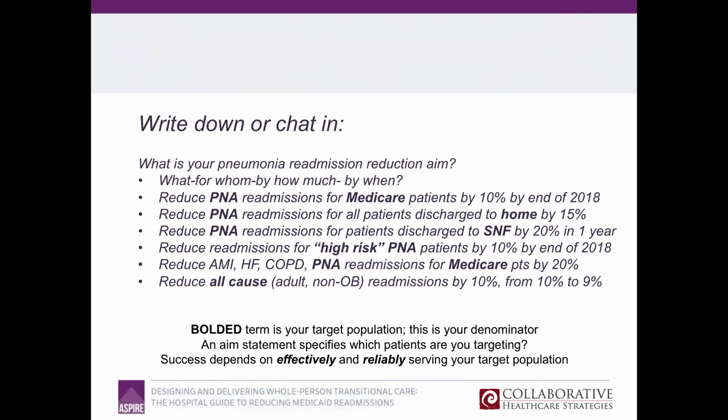Or perhaps you have a strategic organizational objective to reduce all-cause readmissions, in which case pneumonia, of course, is an important subgroup of that, and maybe your aim statement is to reduce all-cause readmissions by 10%, from 10% currently to 9% by next year. So there are only really so many ways to structure a well-formulated readmission reduction aim statement. It's what, for whom, by how much, by when.